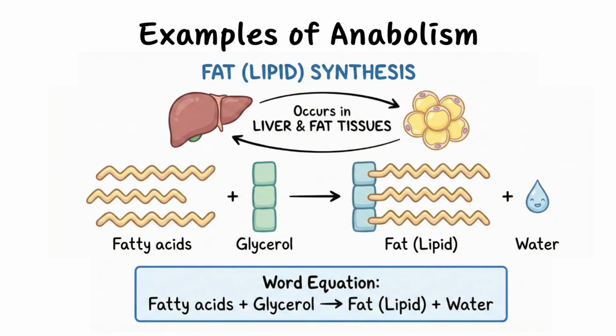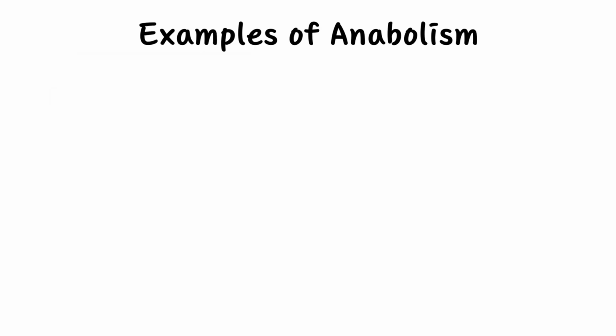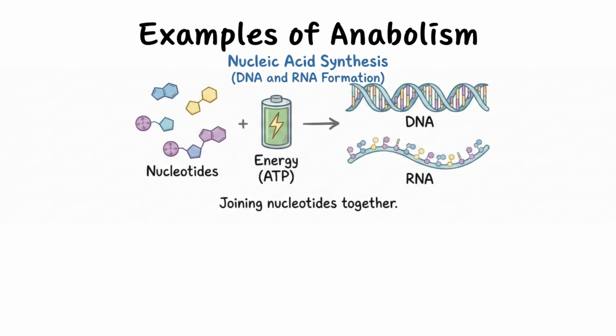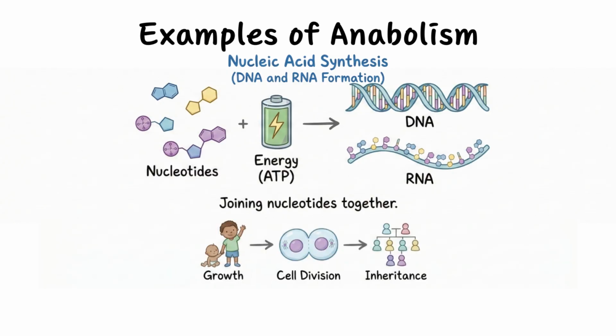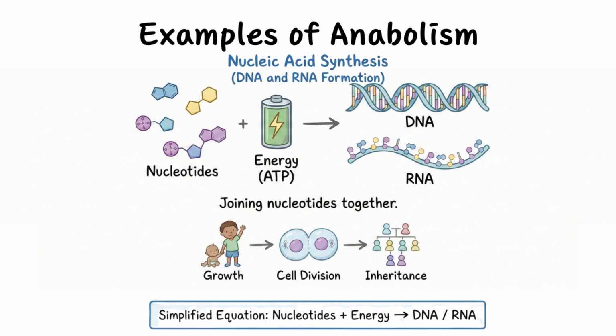And then finally, under our examples, we have nucleic acid synthesis, that is formation of both DNA and RNA. Cells build DNA and RNA by joining nucleotides together. This process is essential for growth, for cell division, and inheritance. So, nucleotides combine with energy to form DNA or RNA.